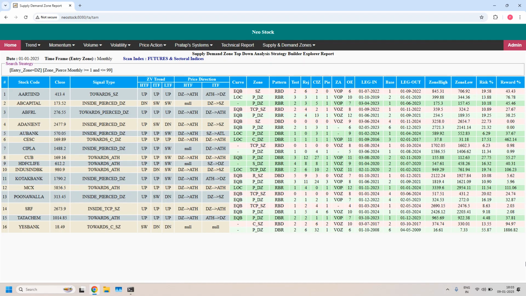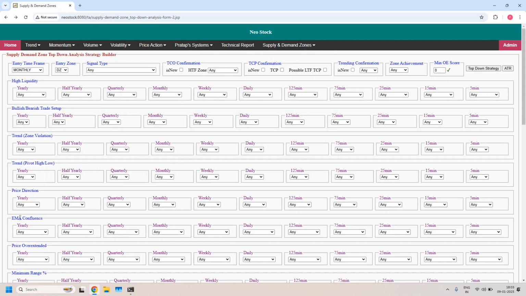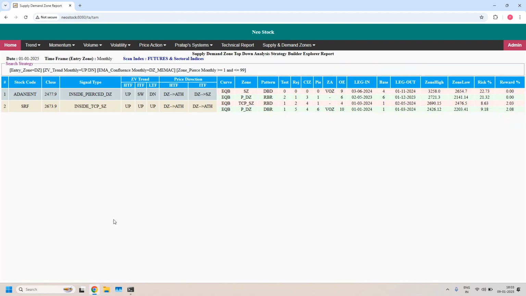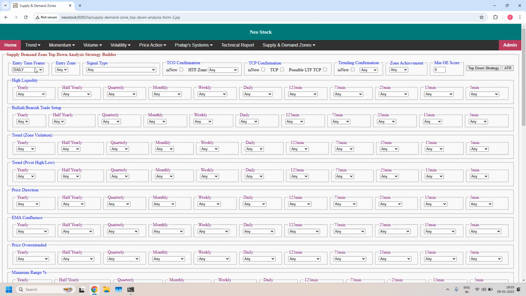But out of 16, are any zones having EMA Confluence, even though they are pierced? Let's verify, because new order flows might be created sometimes. At that time, this filter might be useful to you. EMA Confluence at monthly time frame, monthly demand zone having monthly EMA confluence. During EMA confluence, the trend being sideways does not make sense. That's why I'm selecting up or down. So these two are having EMA confluence. Okay, next monthly time frame.